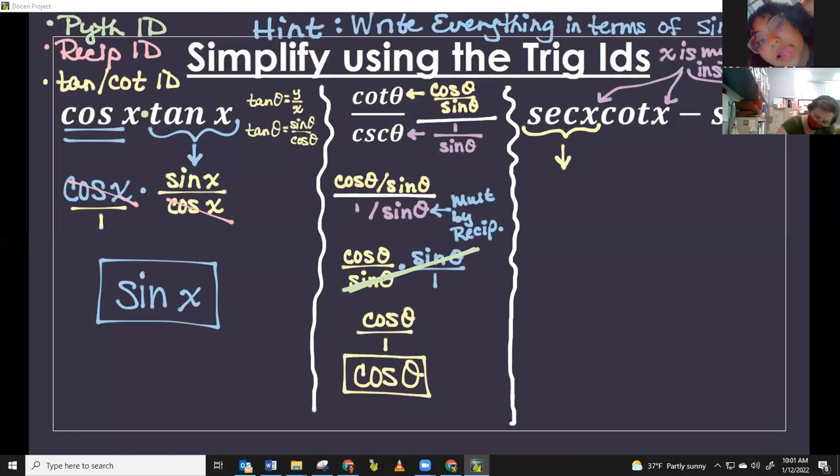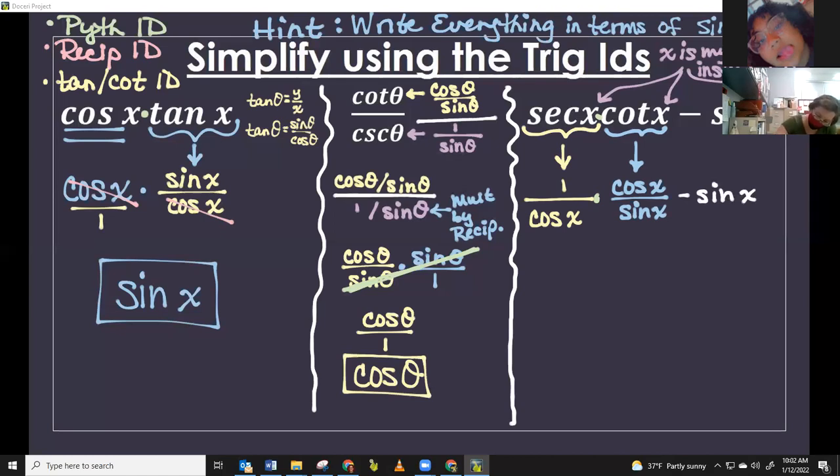One over cosine. So this would become 1 over cosine x. That is being multiplied to my cotangent here. How can I rewrite cotangent in terms of sine and cosine? Cosine x over sine x. Yes, cosine x over sine x. And then minus sine x, that's already in terms of sine and cosine.